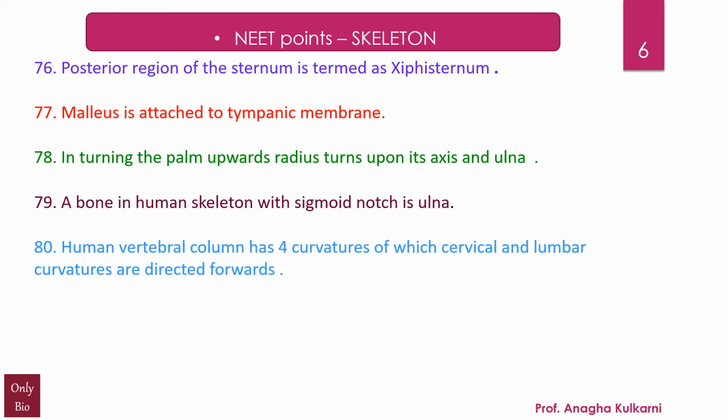Next, the human vertebral column has four curvatures, of which cervical and lumbar curvatures are directed forwards.